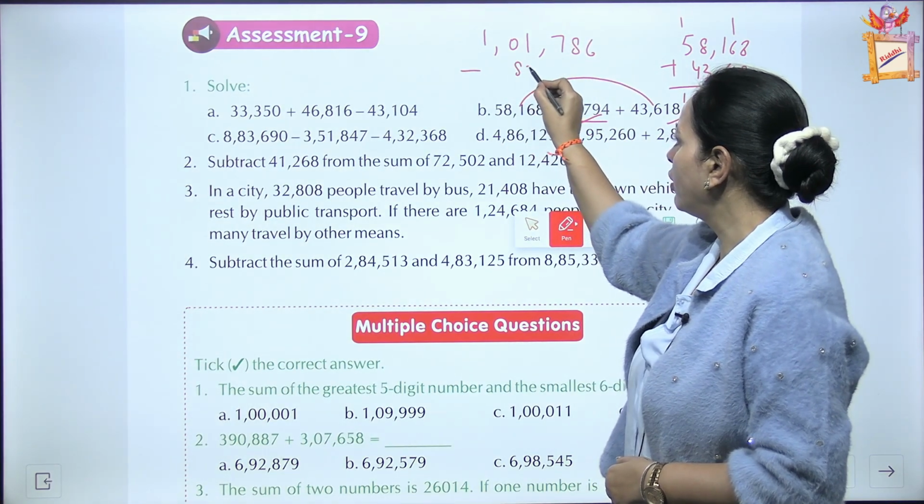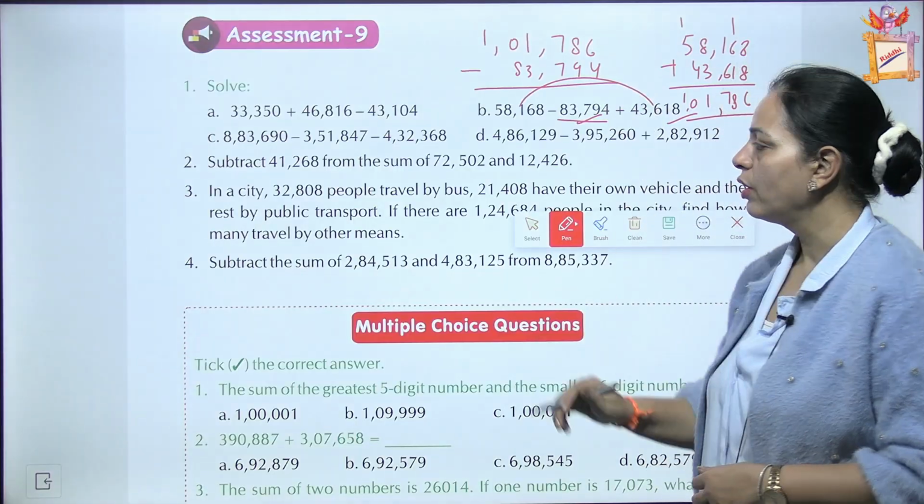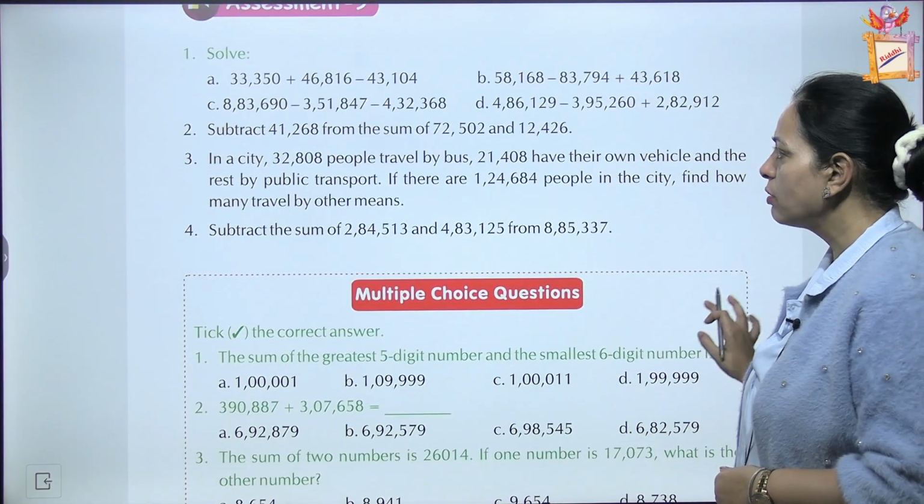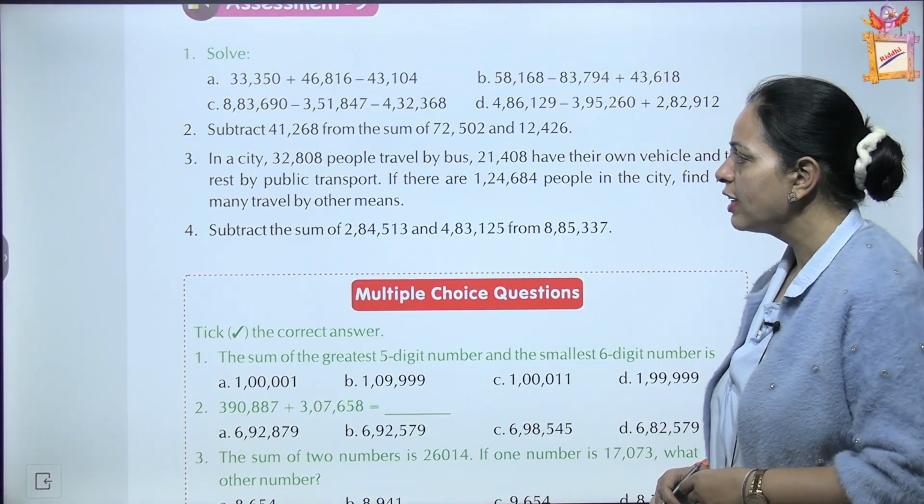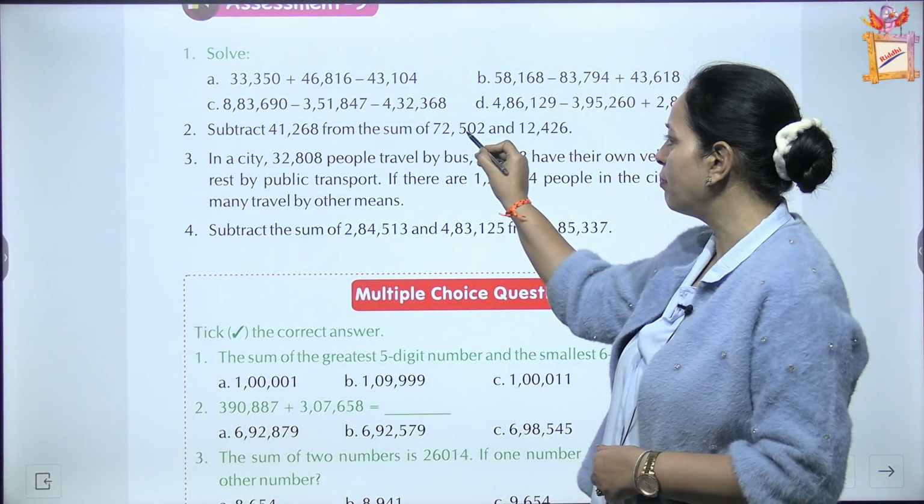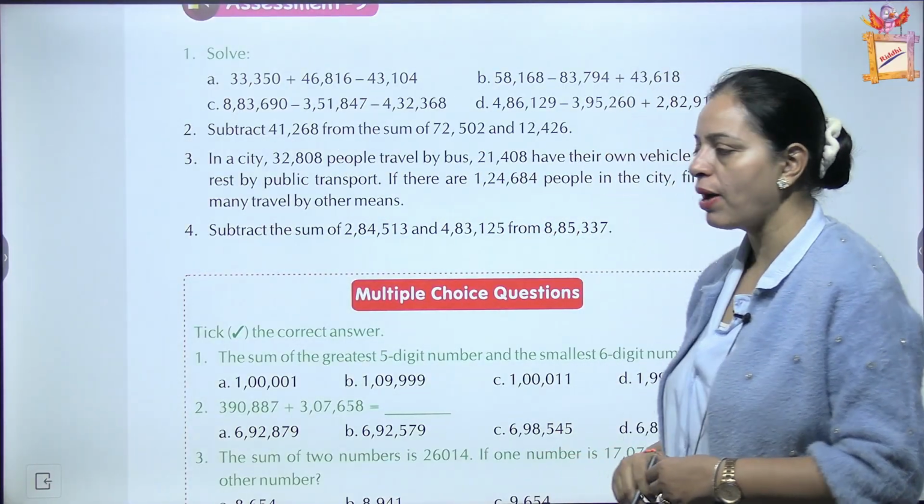So 83,794. I hope you can try this one on your own. Very simple. Now similarly you can try the remaining parts. Now the second question, subtract this from the sum of this and this. It means पहले इन दोनों को ऐड कर देंगे और फिर इस नंबर को माइनस.